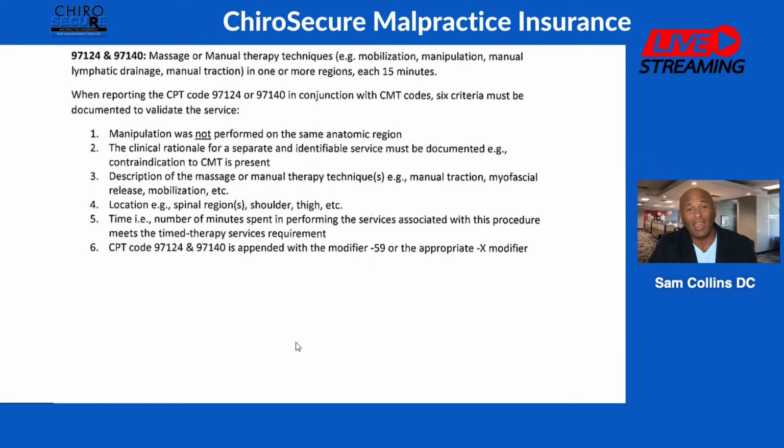So that means in order for it to be payable, here's what's difficult. You have to show, number one, manipulation was not done to the same anatomic region. Number two, that there's a separate rationale for the soft tissue compared to the adjustment. You have to describe it. And if you just said massage, I think you can get away with that. But manual therapy, what we're talking about, is a little bit different. Manual therapy can encompass a lot of things. So you do need some specificity there to say, did I do manual traction? Did I do myofascial release, mobilization, muscle energy? So realize you have to describe more than just saying manual therapy because it could mean a lot of things.